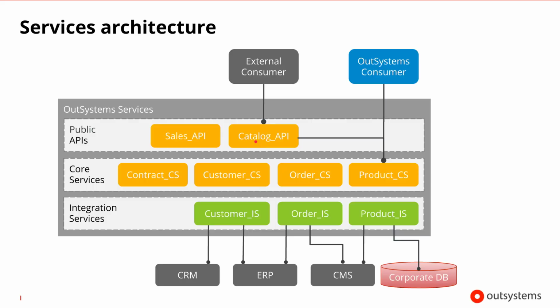The APIs will expose our core services to the external consumers so that certain information and functionality can be made available. For example, in this case, our product service is being used directly by an OutSystems consumer, and is being used by the Catalog API, which makes certain information available to the external consumer through an agreed-upon interface. The APIs could also include some logic to audit or log the usage of the API by the external consumer.